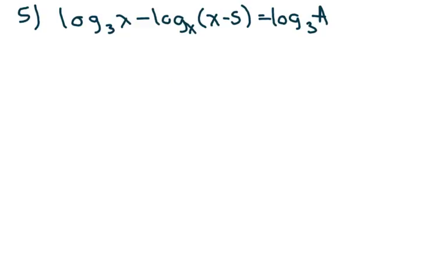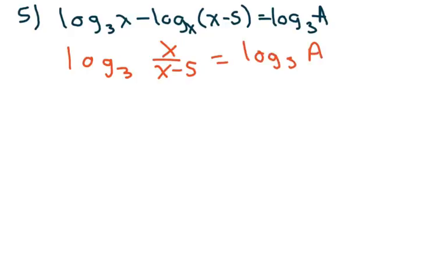Number 5, they want us to solve for a. This one is a little harder. So basically, I'm going to condense this. I have log base 3 of x over x minus 5 equals log base 3 of a. Cross that out, so I solved for a. A equals x over x minus 5.